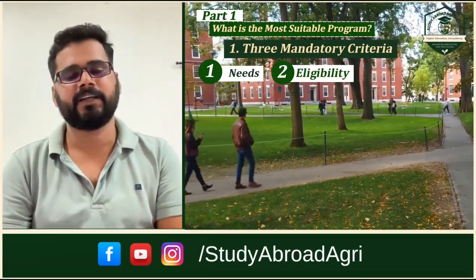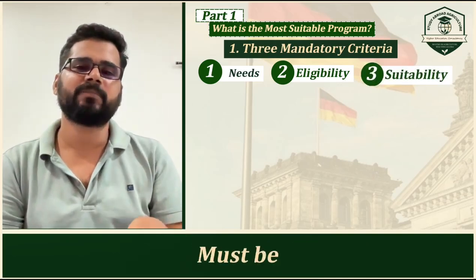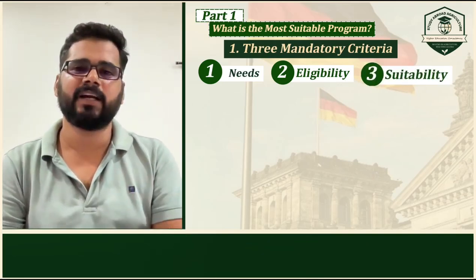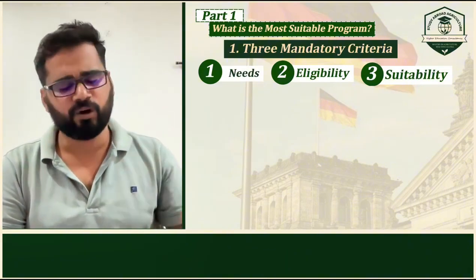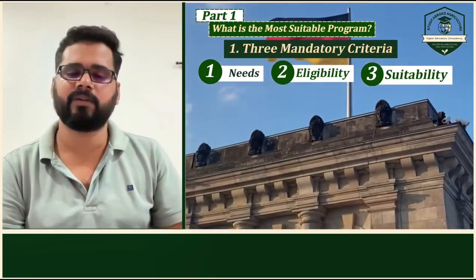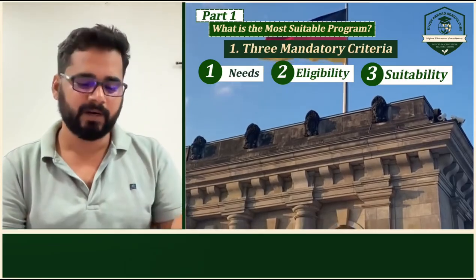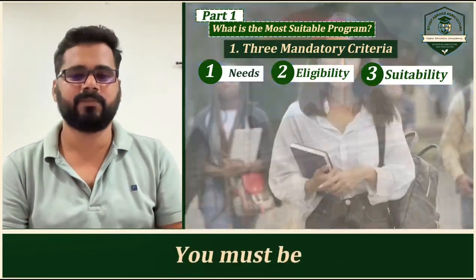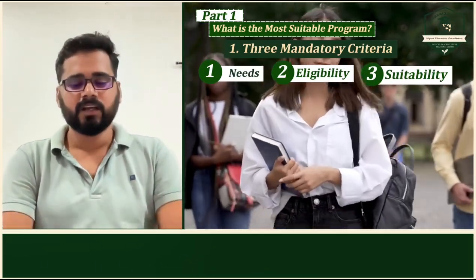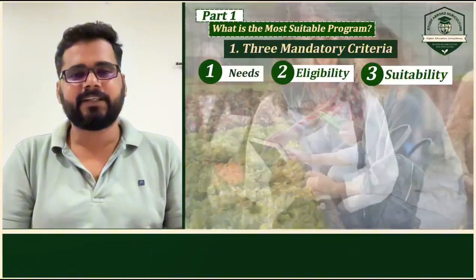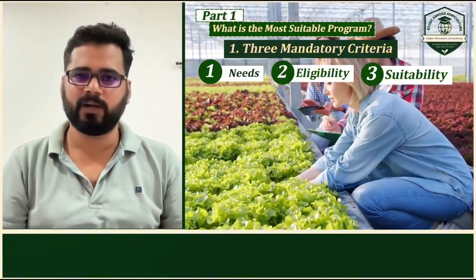The third criterion is being a suitable candidate. We must also be a suitable candidate for that program. We should have a high selection possibility. Being eligible for the program cannot guarantee you admission, but along with eligibility you must be a suitable candidate for that particular program. So these three criteria are mandatory for a program to be the most suitable program.